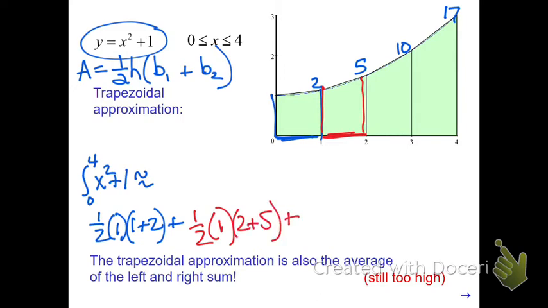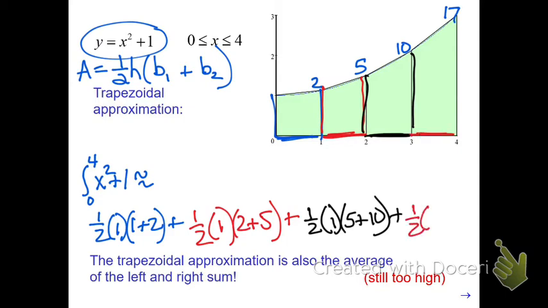Next one, this guy. The height is 1, so it's 1/2 the height times the sum of the bases, 5 and 10. And last, this guy, 1/2 of 1 times the two bases, 10 and 17. Ran out of room. 10 plus 17.